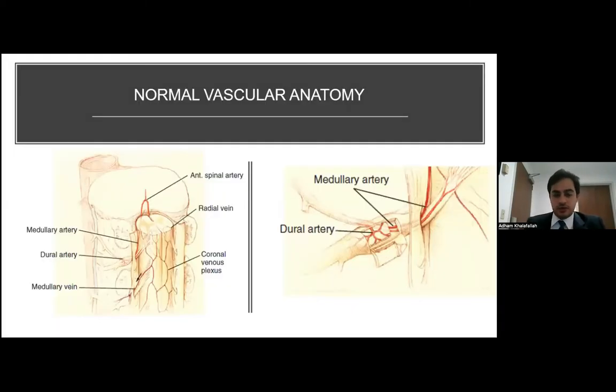So here is another picture from Dr. Oldfield's publications, where it shows the anterior spinal artery joined by the medullary arteries. And you can see here, this is very important, understanding where the dural artery comes from and the coronal venous plexus, which is going to be very important for our understanding next when we start talking about dural AV fistulas.